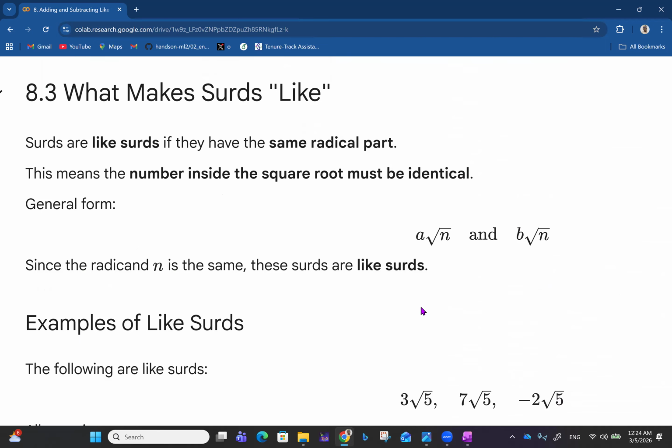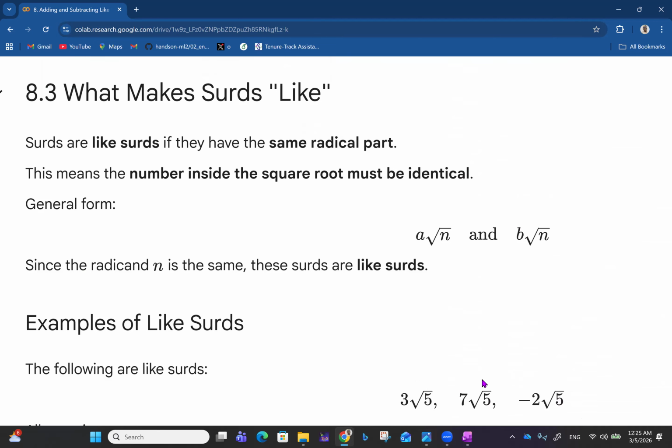So if the radicands are the same, and of course the radical is the same, then you can say that you have like surds. So this is square root of n, this is square root of n. If this was square root of n and this was cube root of n, you cannot say they are the same. So if it's the same radical and the same radicand, then you have like surds. So the following are like surds: 3 root 5, 7 root 5, and minus 2 root 5. They are all like surds because they have the same radical part. Root 5 is common to all of them.